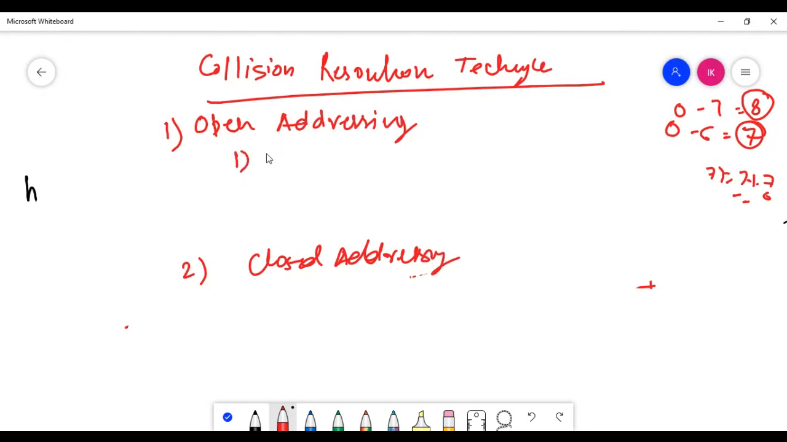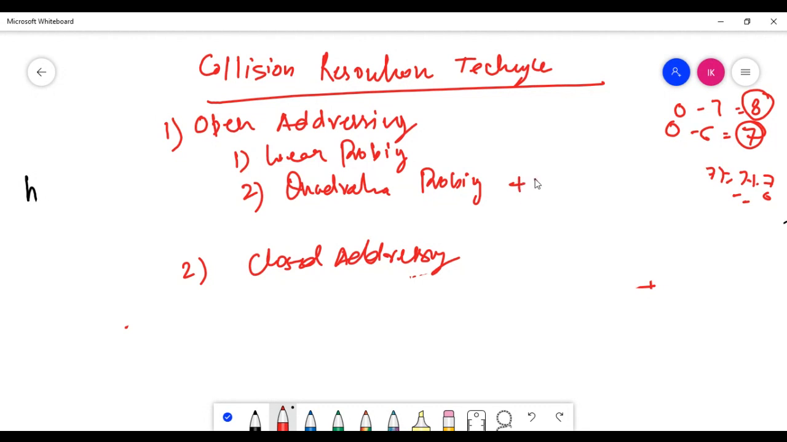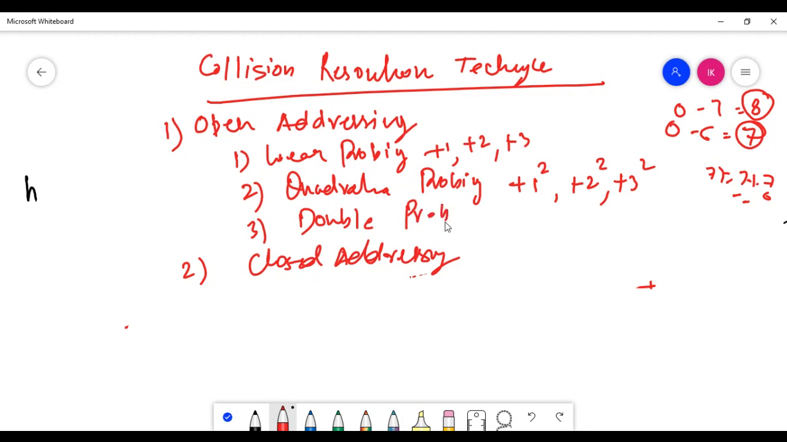In open addressing, there are 3 methods. Linear probing means go to the next, plus 1. Then there is one method called quadratic probing. In quadratic probing, we do plus 1 square, plus 2 square, plus 3 square. And here we do plus 1, plus 2, plus 3. Means every time I add wahid. Now, one more is called double hashing or double probing. I will not explain this one because this is not in your course.